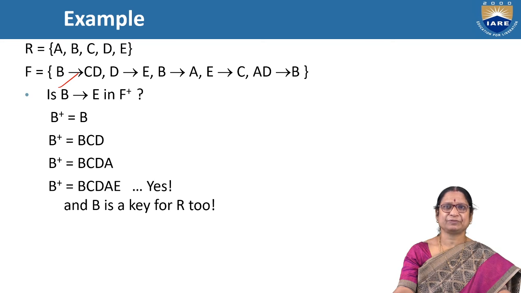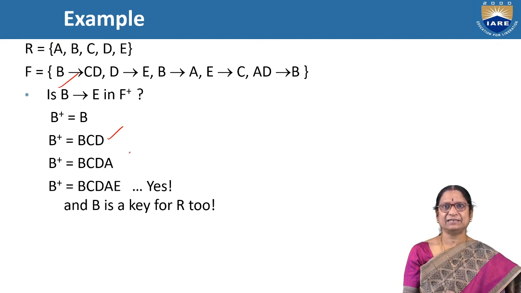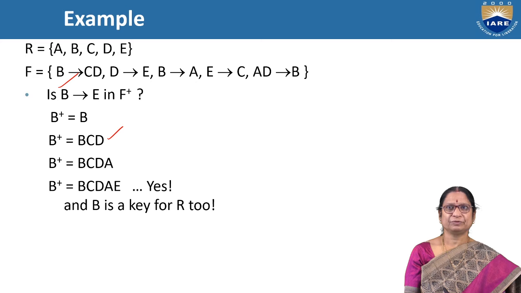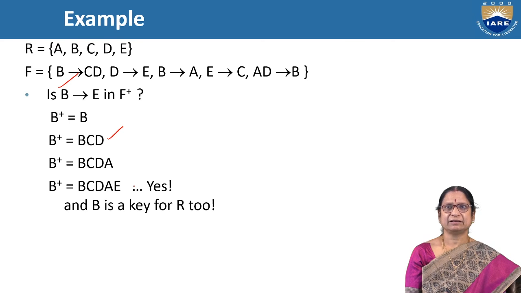B plus. When I compute B plus, B determines CD is there. By using that, I'll get B plus as BCD: B is already there, CD is added. D determines E is there, D is already there, so E will be added. So you can get BCDE. Similarly, B determines A is there.